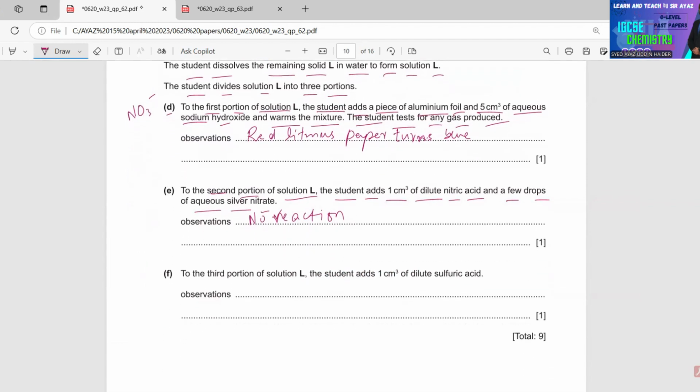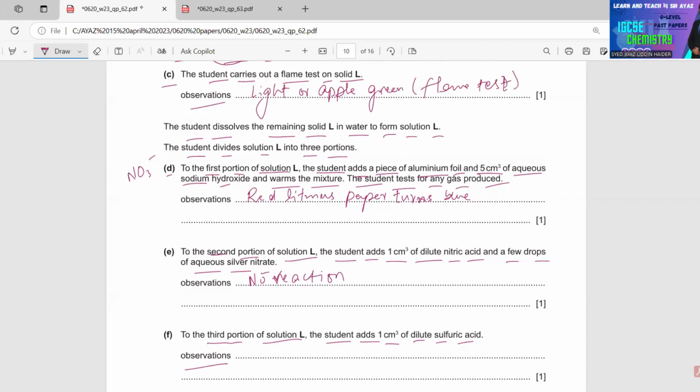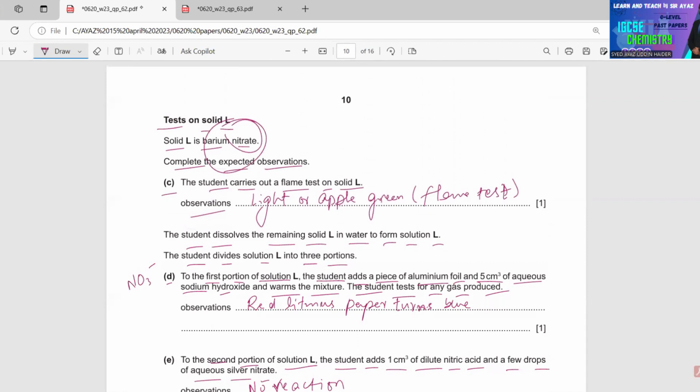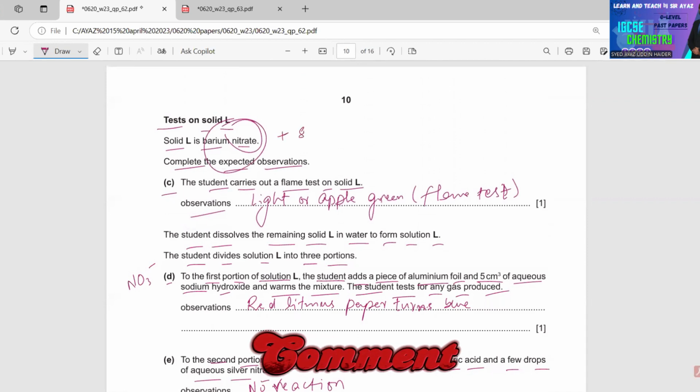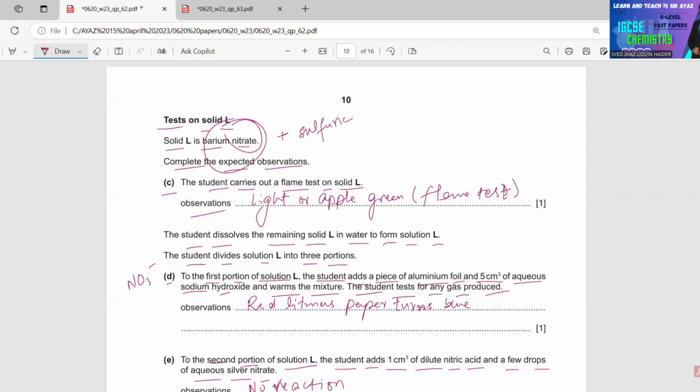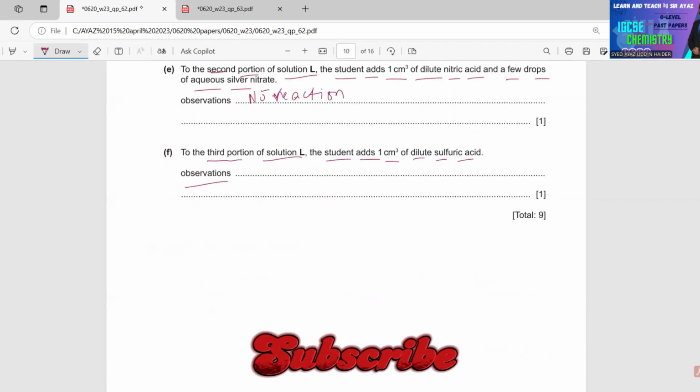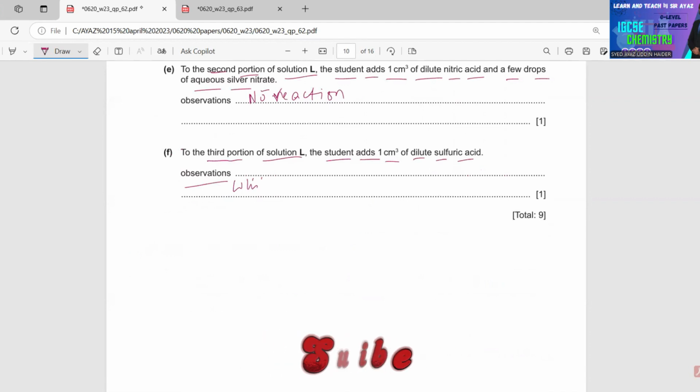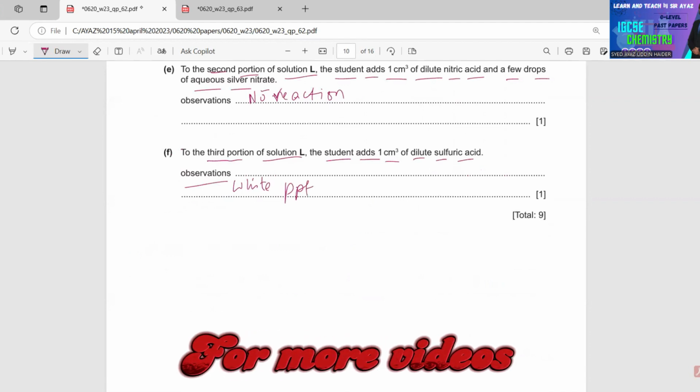Part F. To the third portion of solution L, the student adds 1 cm³ of dilute sulfuric acid. Observations. Now they are adding sulfuric acid. This sulfuric acid contains sulfate ion. So we have Ba²⁺ and SO4²⁻. They will react together, forming BaSO4, which is a white precipitate. The observation will be white precipitate, PPT.